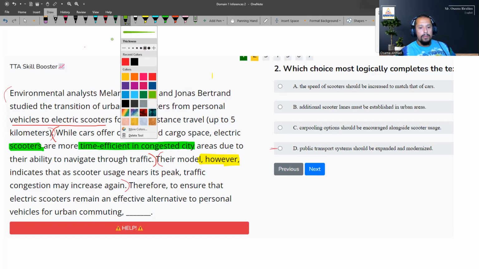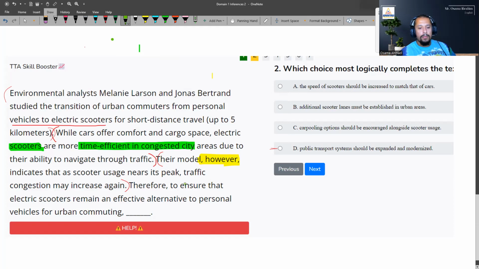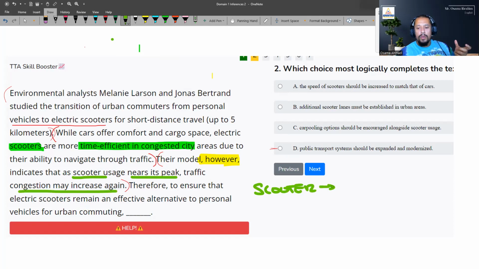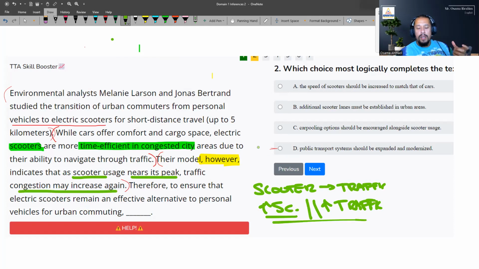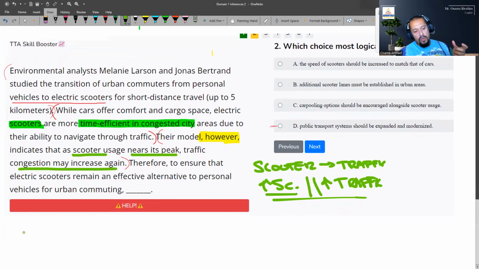That when electric scooters usage increases, there will be more traffic. Yeah. All right. So now the scooter helps when there is traffic, but increased scooters will increase traffic, right? So we can say, what is the topic about this? The topic is a scooter, right? What is the focus?